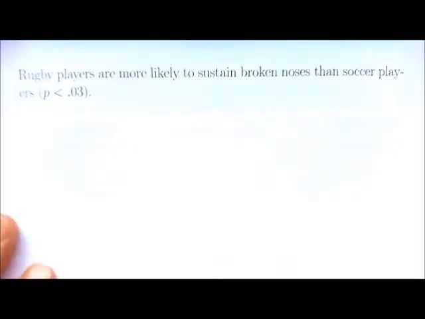Our second lesson on hypothesis testing, where we'll see what information the p-values are giving us. So we're going to return to the same examples we saw in the first lesson. Here was our first example: some study concluded that rugby players are more likely to sustain broken noses than soccer players, p less than 0.03.